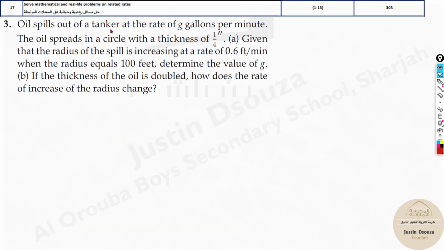Now, oil spills out of a tank at the rate G gallons per minute. The oil spreads in a circle with a thickness of 1/4 inches. Given the radius of the spill is increasing at a rate of 0.6 feet per minute, when the radius equals 100 feet, determine the value of G. We have to determine the value of G, that is the rate of volume, V dash. Then, if the thickness of the oil is doubled, how does the rate of increase of the radius change? Okay, this is later. First, let's do the first one, and then we will analyze it.